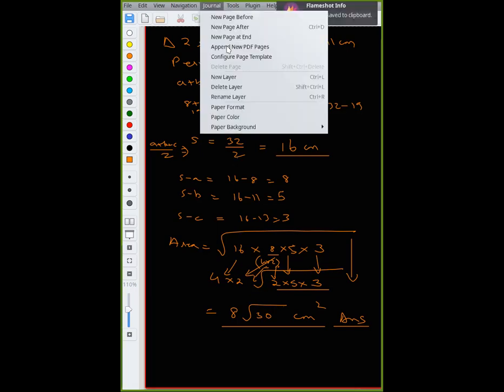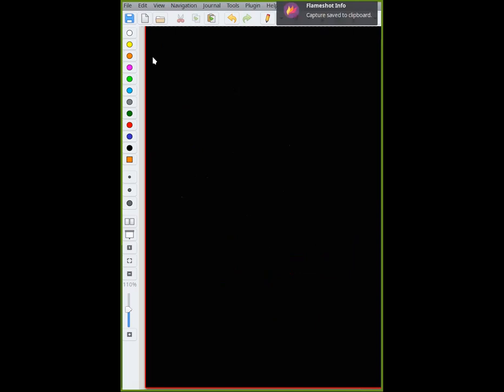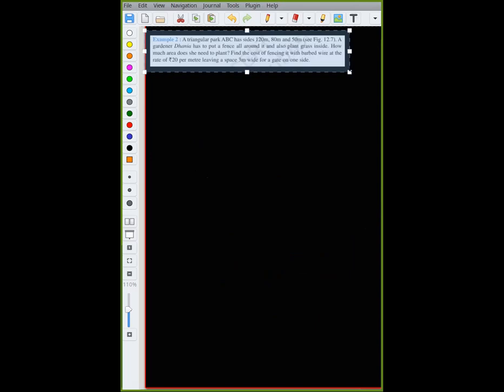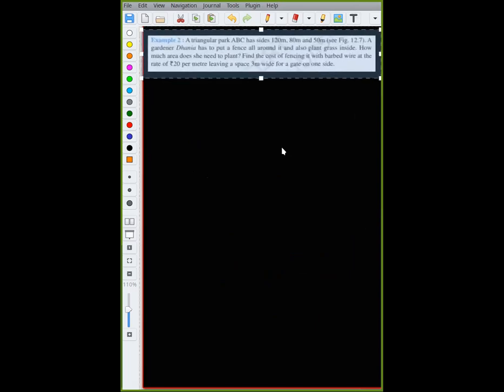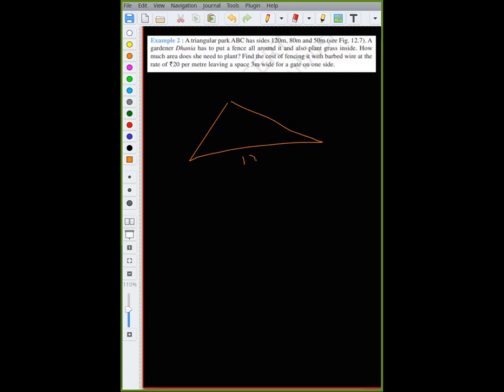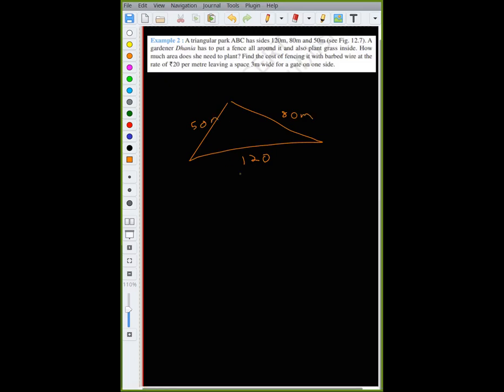This is example 2 of your book. Let's do this question before I give you another one from outside. A triangular park ABC has sides 120, 80, and 50 meters. Now, one more thing to remember in these kinds of questions. Sometimes it may happen that one side is in centimeters and two of them are in meters.